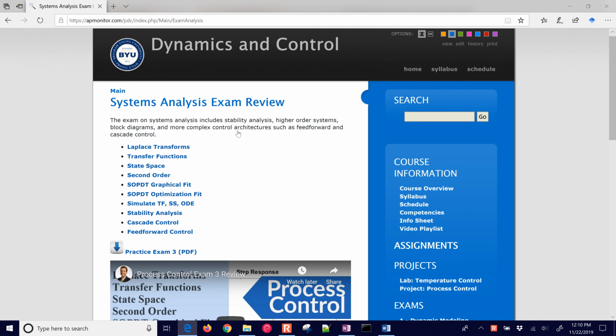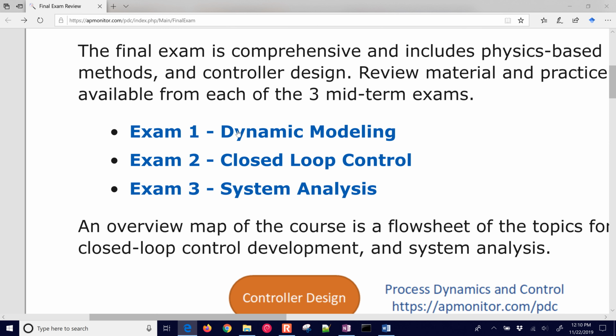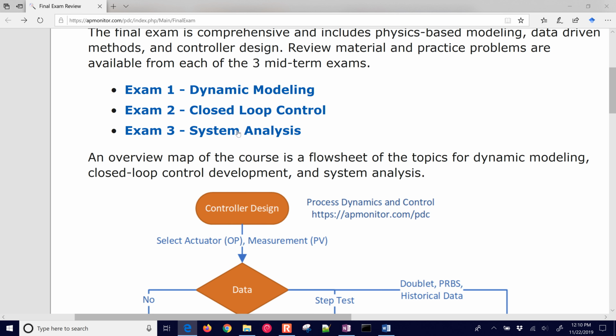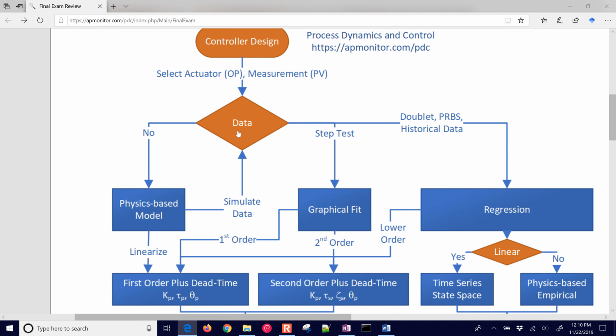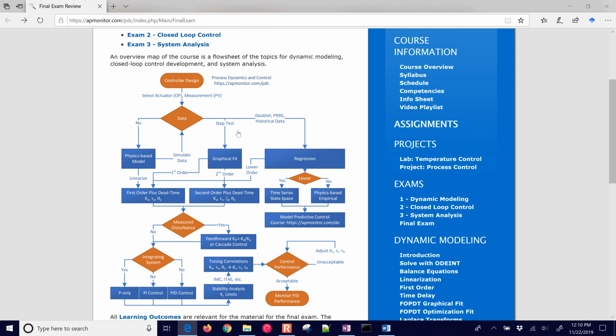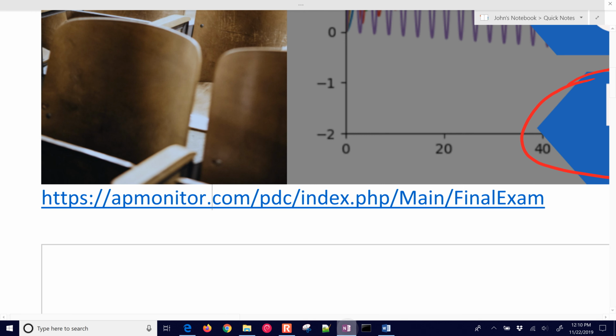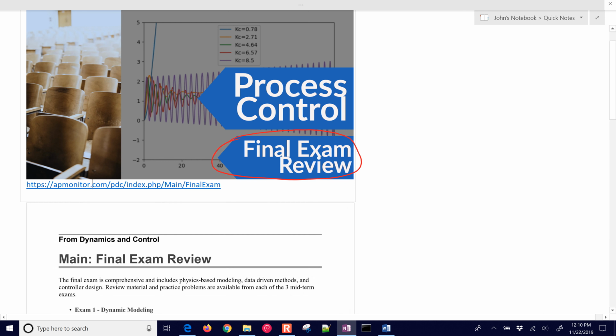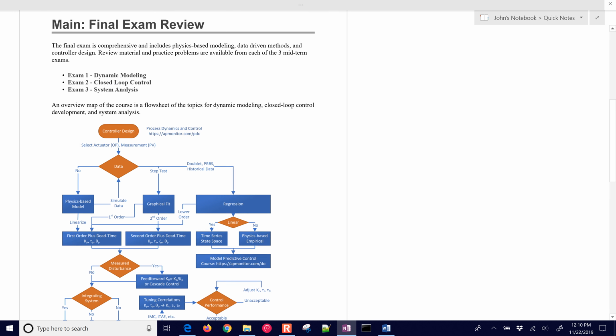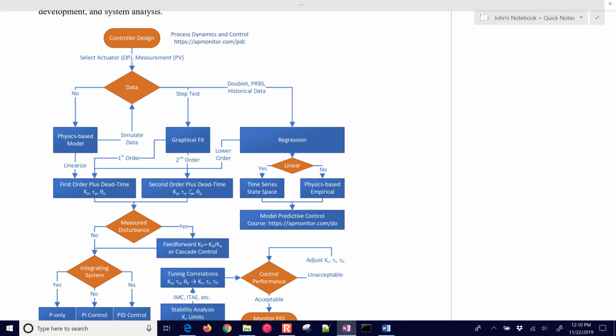Okay, so those are the topics to cover, and we also have in here an overview, a course map that shows how we go from starting with controller design all the way down to tuning a PID controller. So let's just go through that briefly, and then we'll jump into the practice problems.